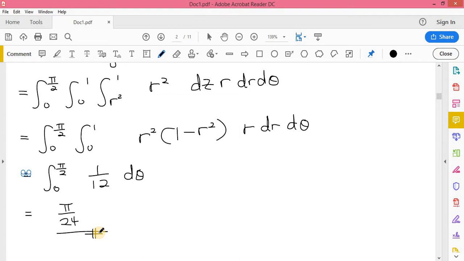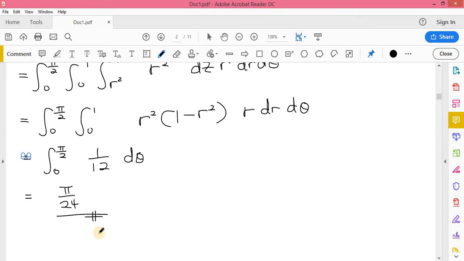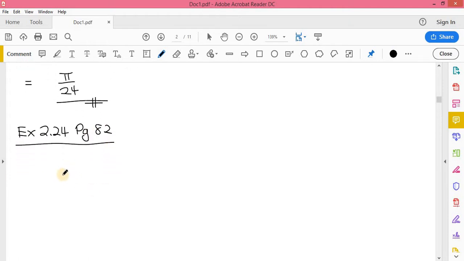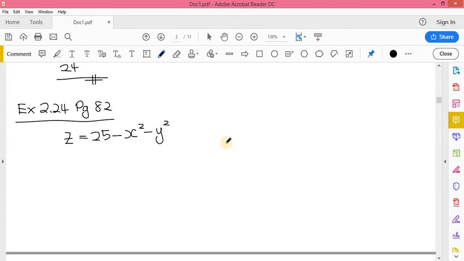Okay, so these two show how to convert from Cartesian coordinate to cylindrical coordinate. Okay, now let's move on to example 2.24. In this example, we are going to solve the volume of the paraboloid by using the polar coordinate. So example 2.24, page 82. Okay, simple one. The paraboloid function is z equals 25 minus x squared minus y squared, and it is above the xy plane.